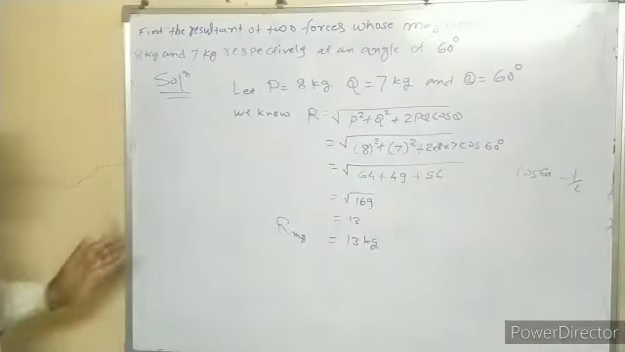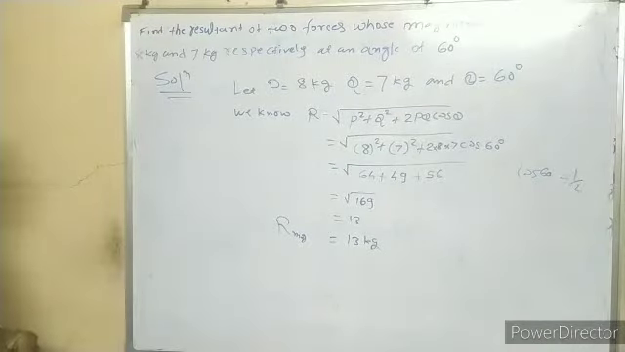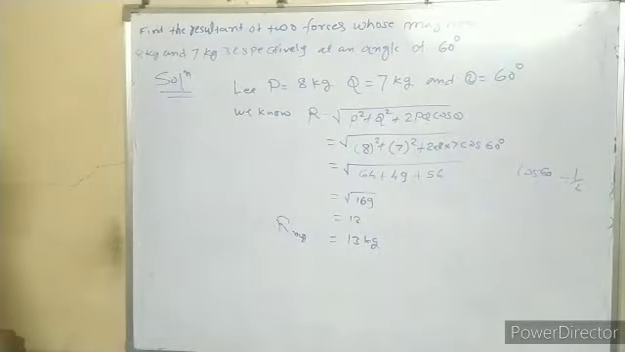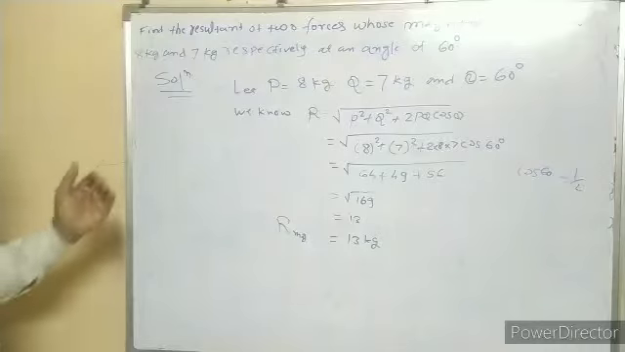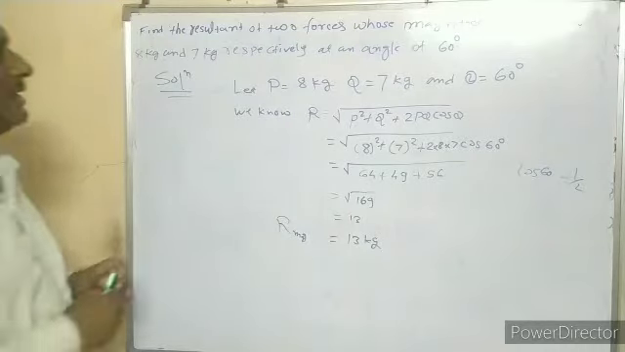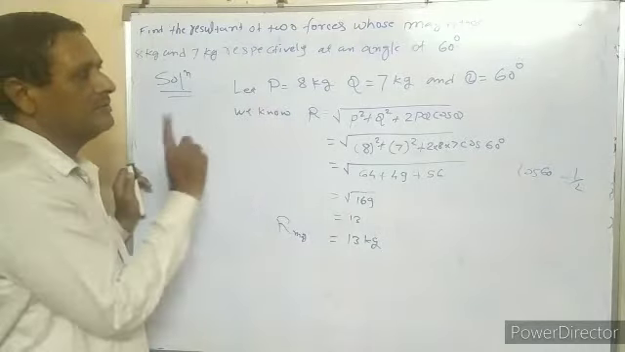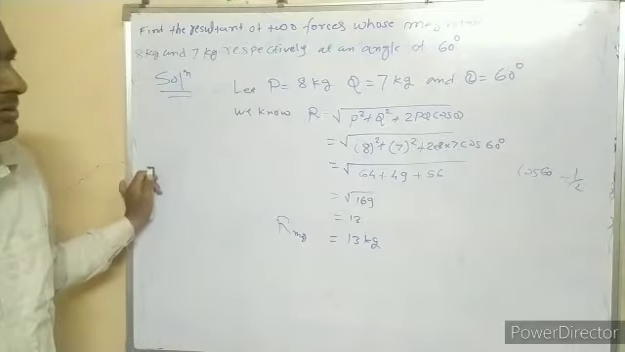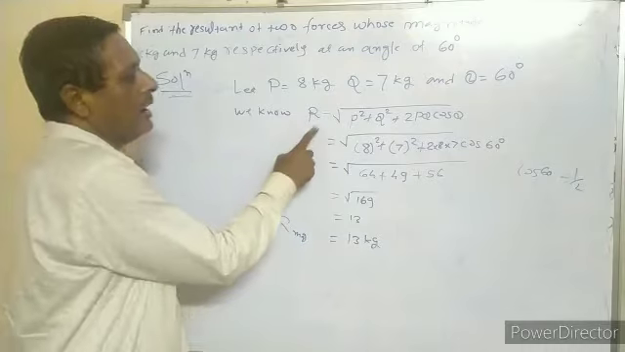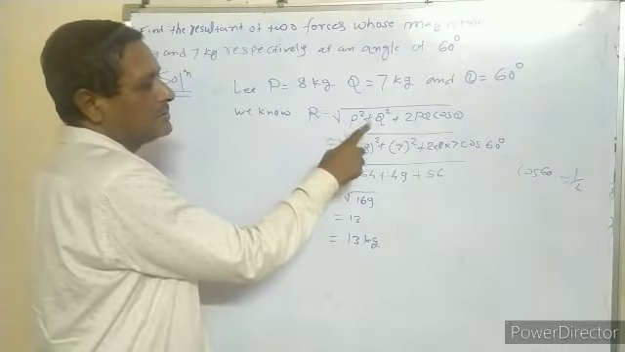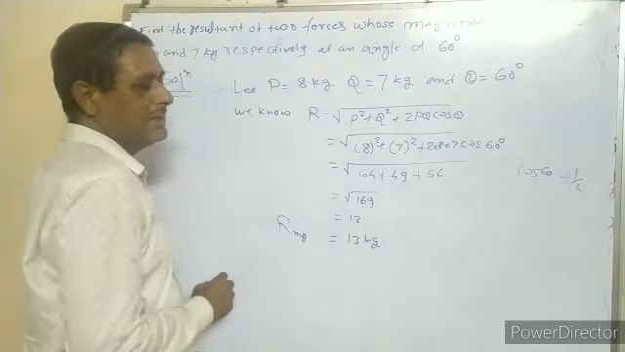In the last period, we derived the magnitude and the angle of the resultant of two forces acting on a particle. We have also seen the deductions using the formula. The formula is nothing but the resultant of two forces. If P and Q are two forces, then the resultant is given by a simple formula: R is equal to the square root of P squared plus Q squared plus 2PQ cos theta.